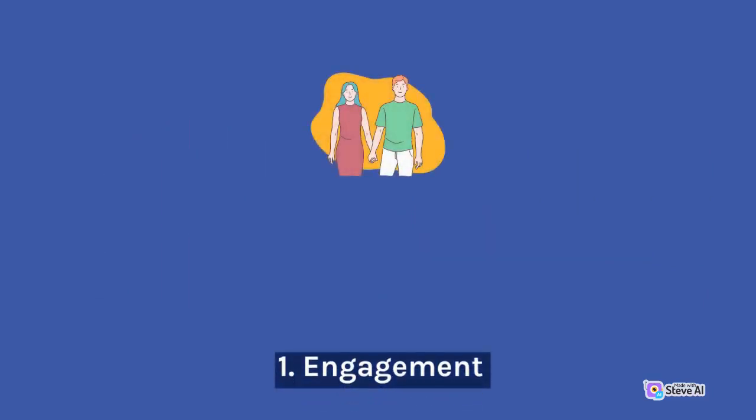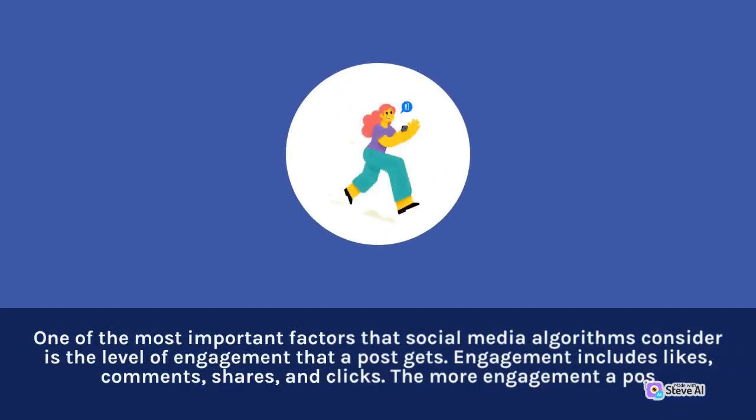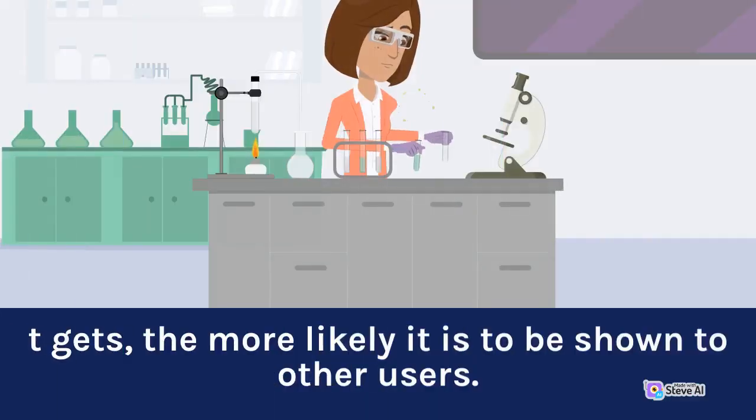1. Engagement. One of the most important factors that social media algorithms consider is the level of engagement that a post gets. Engagement includes likes, comments, shares, and clicks. The more engagement a post gets, the more likely it is to be shown to other users.